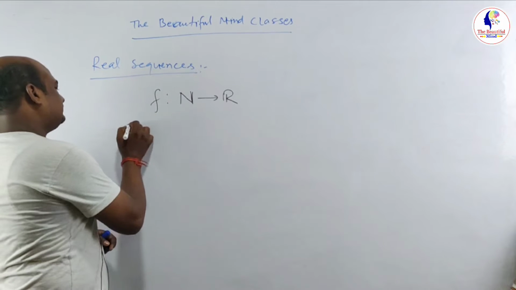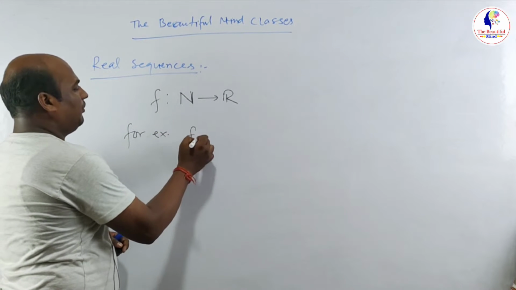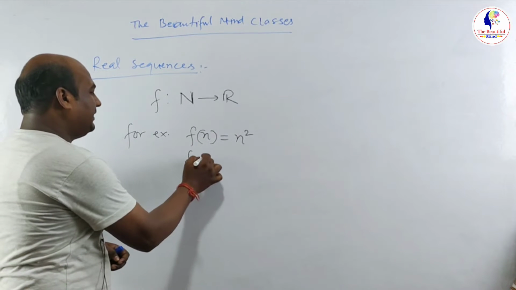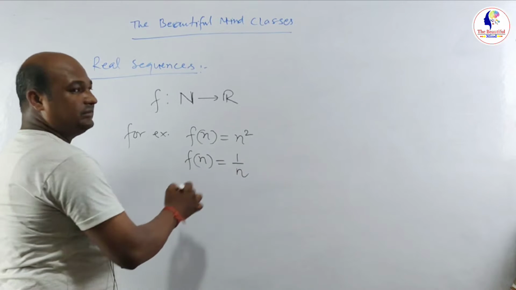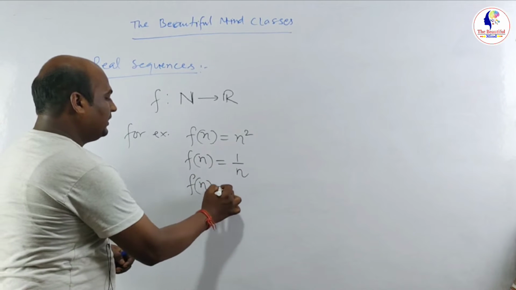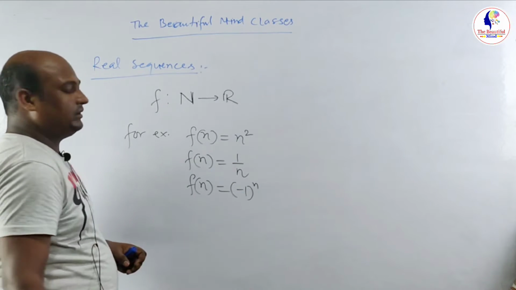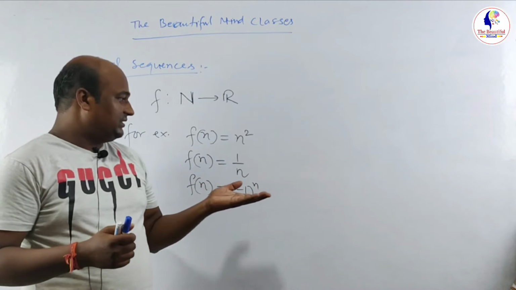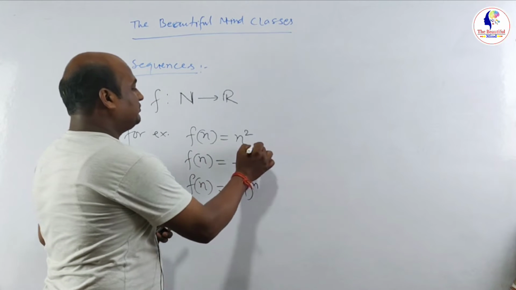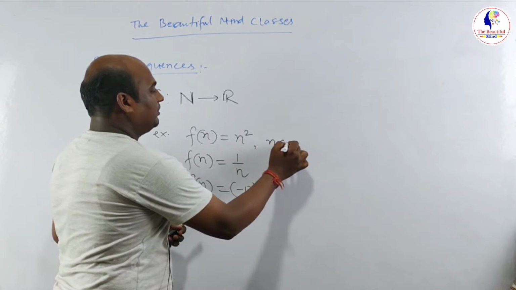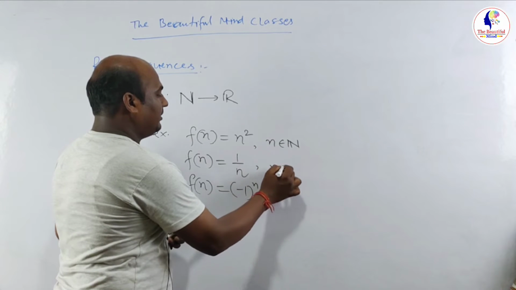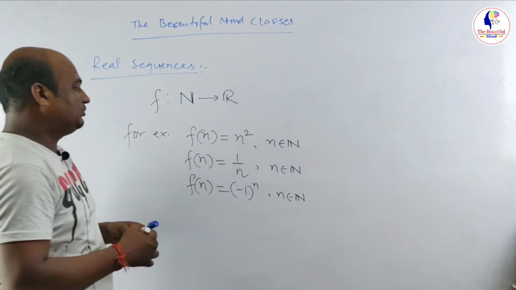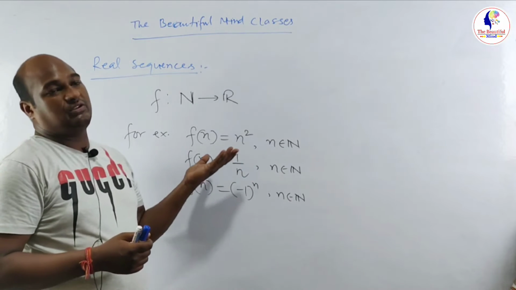For example, f of n is equal to n squared. f of n is equal to 1 by n. f of n is equal to minus 1 raised to n. Here we have three examples of real sequences, generating sequences of real numbers for all n belonging to the set of natural numbers. So here our input is the set of natural numbers.